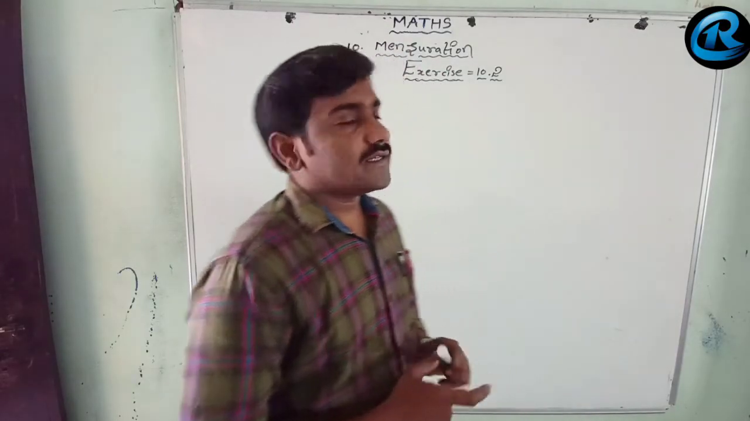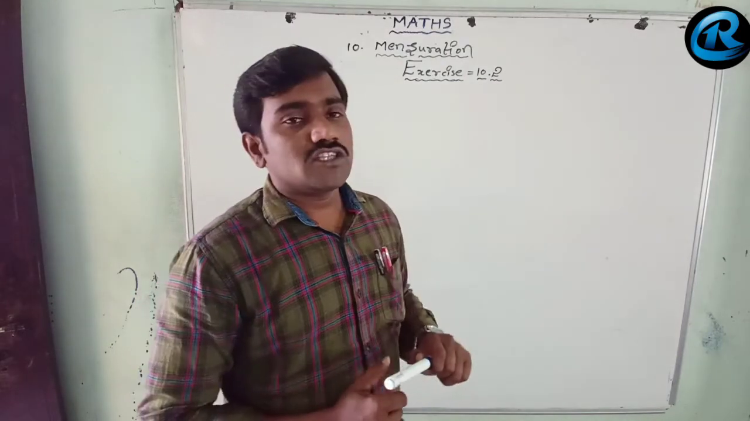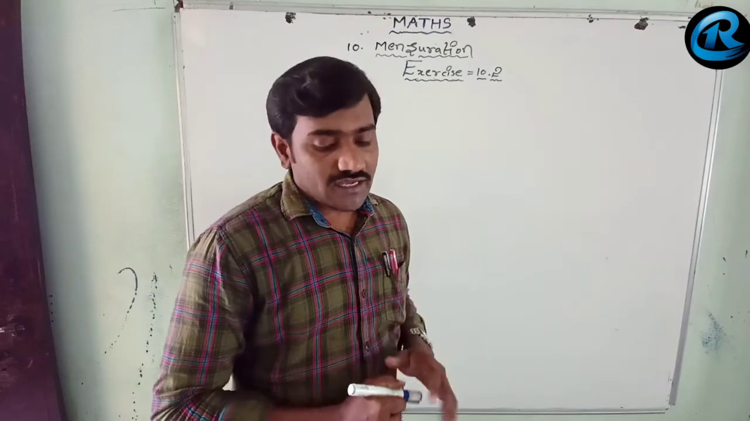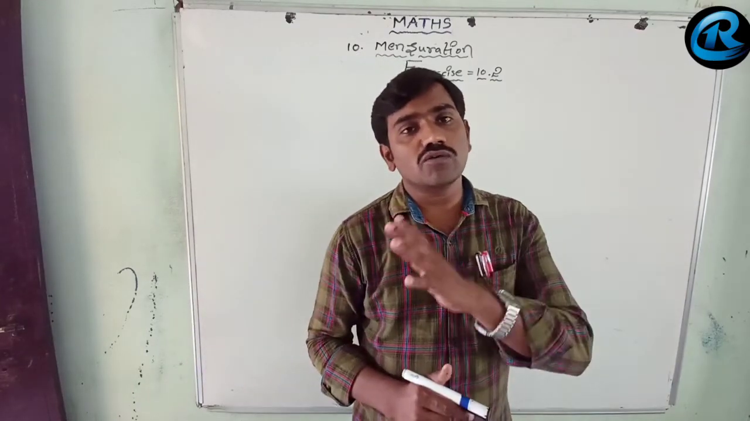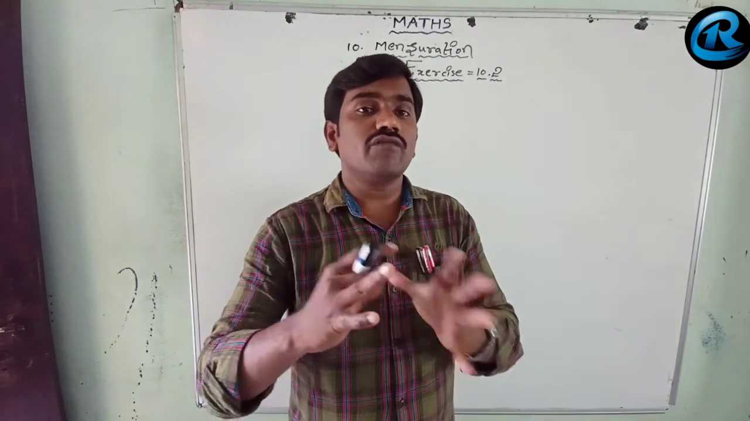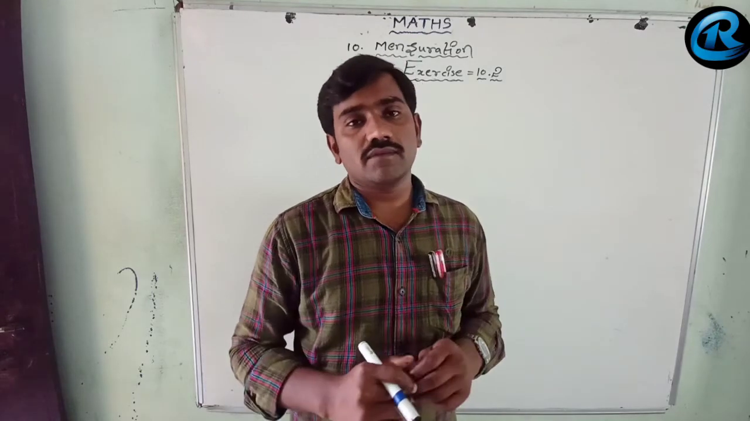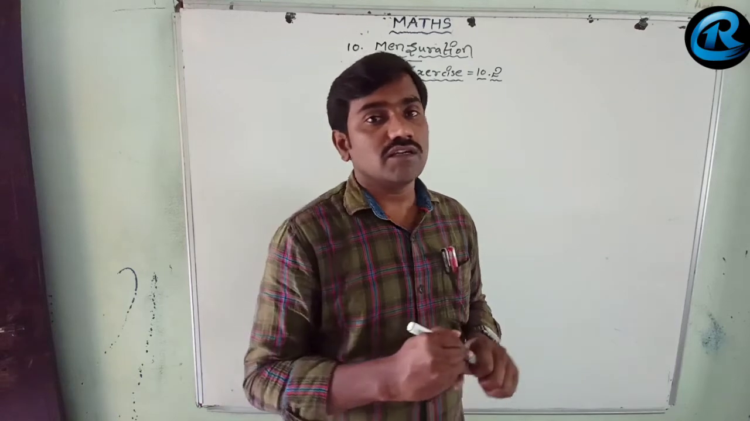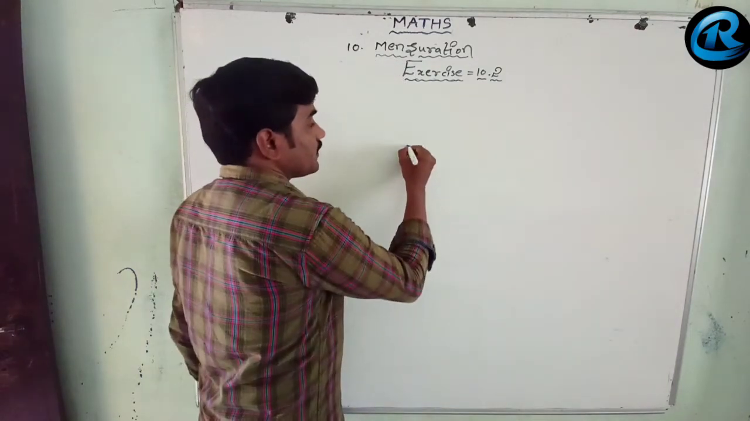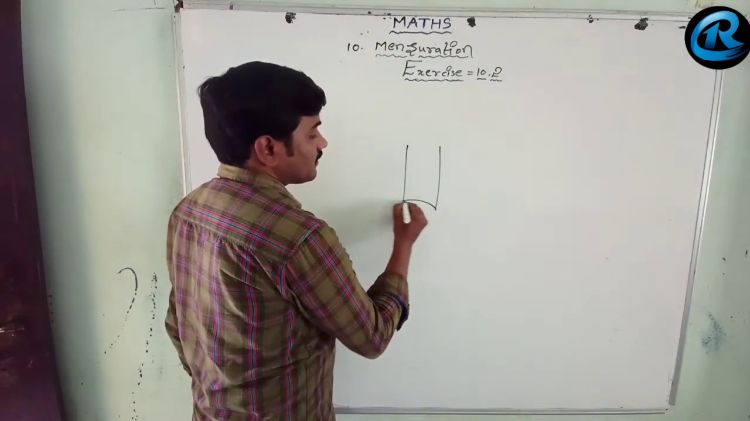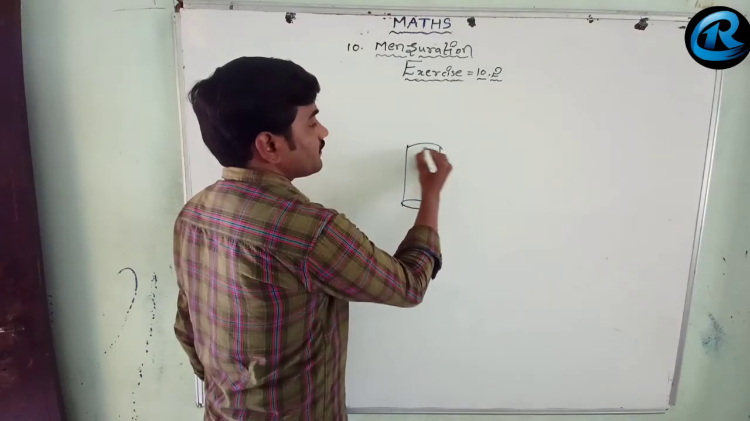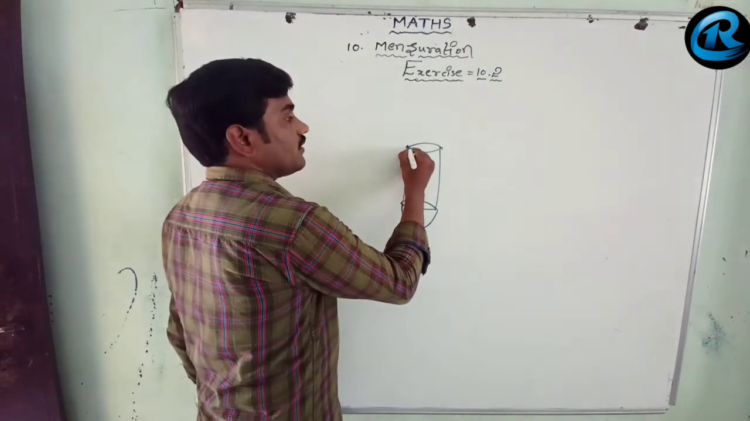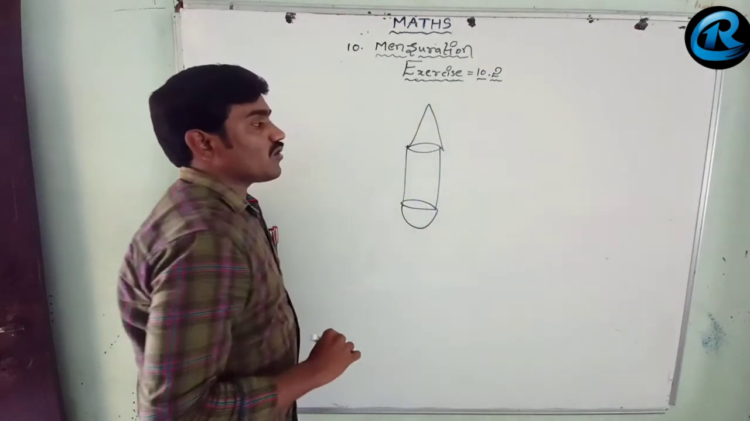Today you are going to learn 10th class, 10th chapter, that is mensuration, in exercise number 10.2. In this exercise, mainly you are going to learn about the combination of figures, like total surface areas. The figures will be given combinations, like suppose a cylinder which is on a hemisphere, and one cone is surmounted on this cylinder.